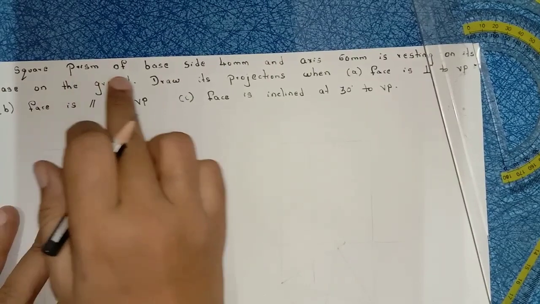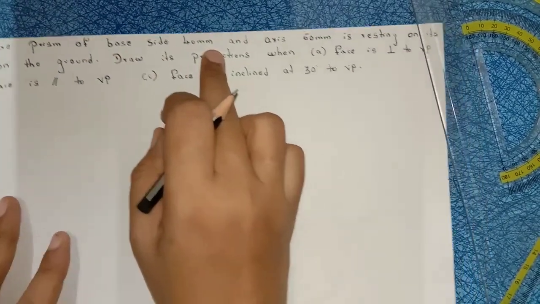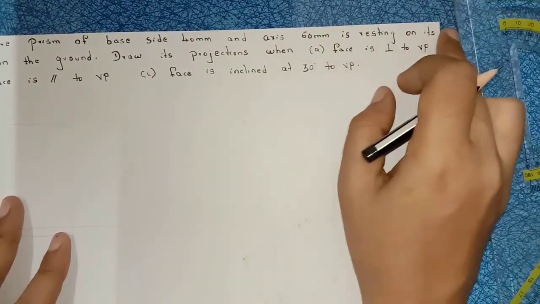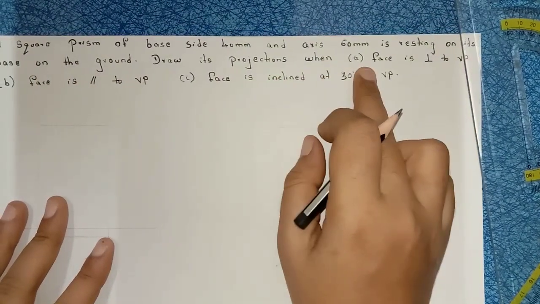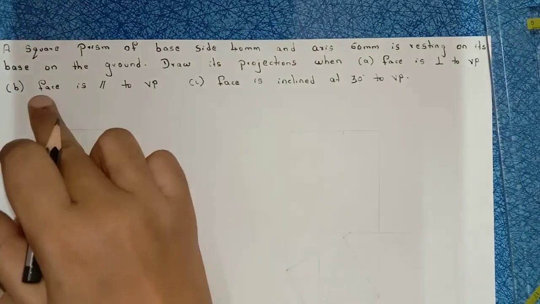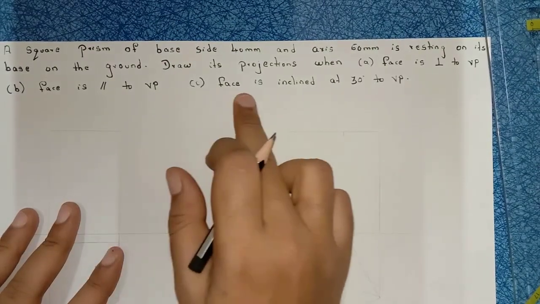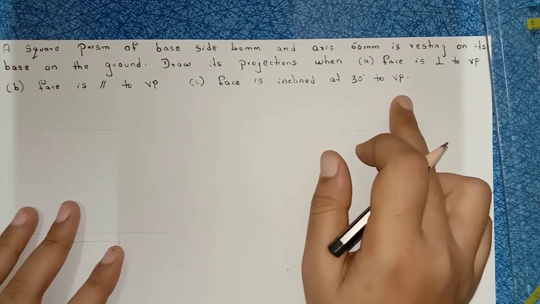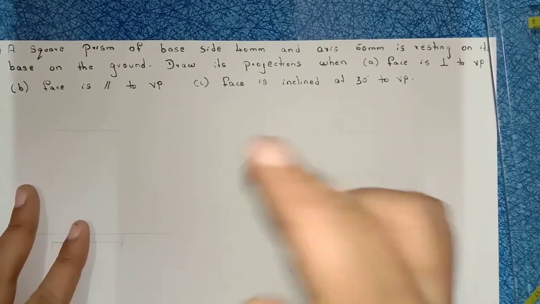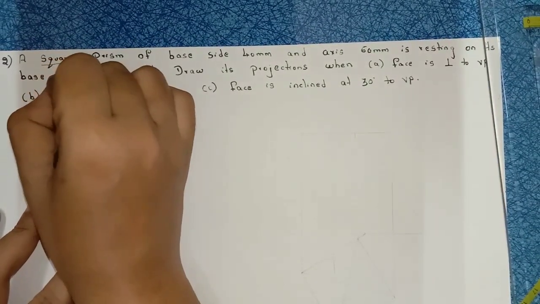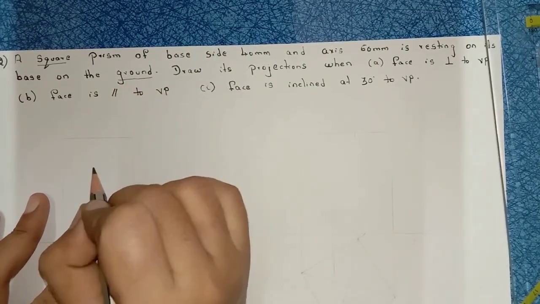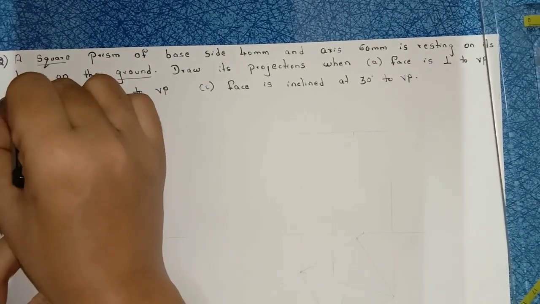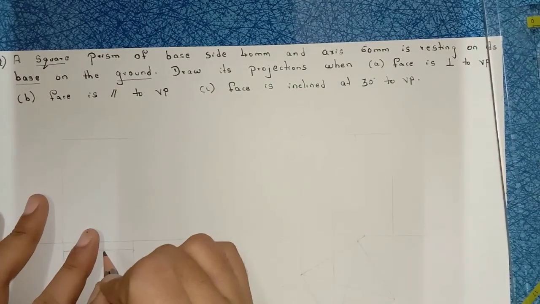A square prism of base side 40 mm and axis 60 mm is resting on its base on the ground. Draw its projections when the face is perpendicular to VP, face is parallel to VP, face is inclined at 30 degrees to VP. So what we have to construct? Square. Where we have to construct? On the ground. Ground means horizontal plane. What is the condition? Base should be on the ground, right?